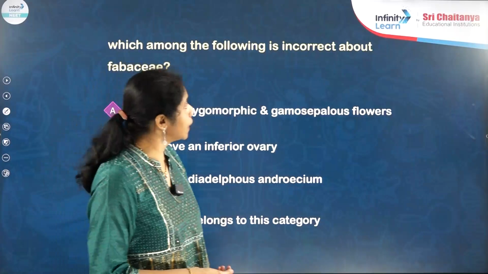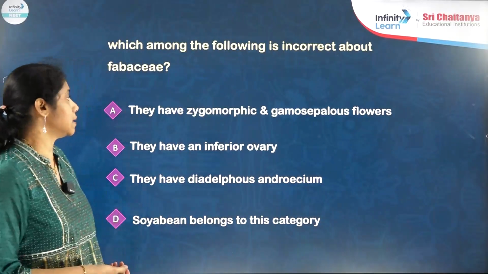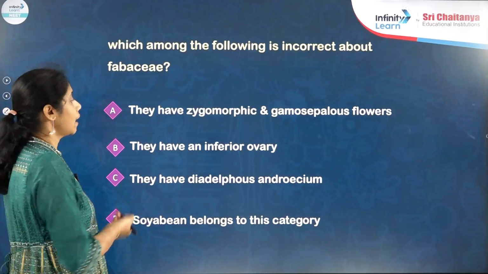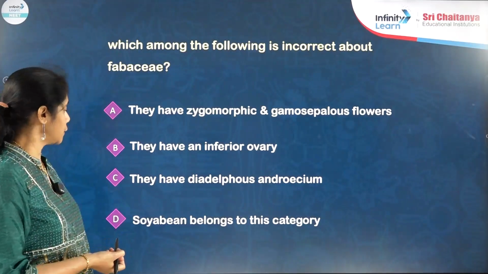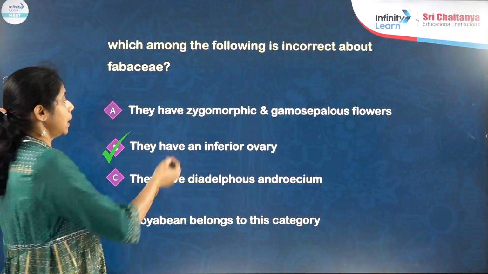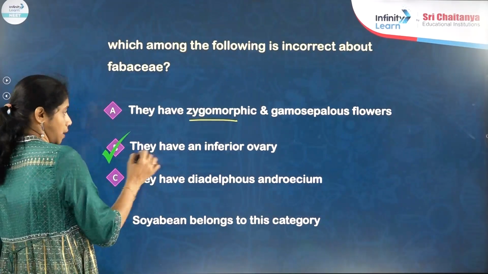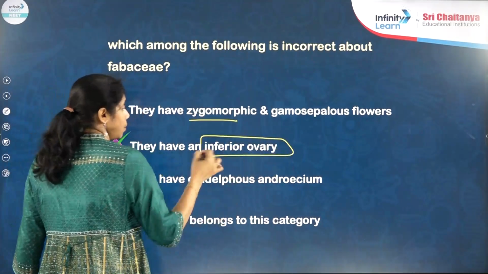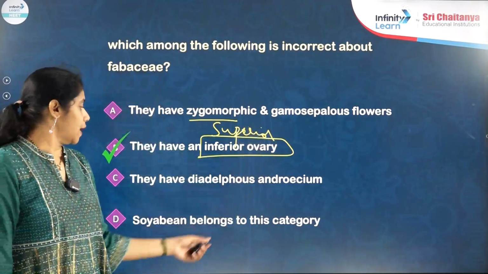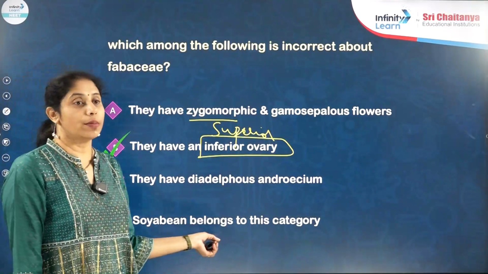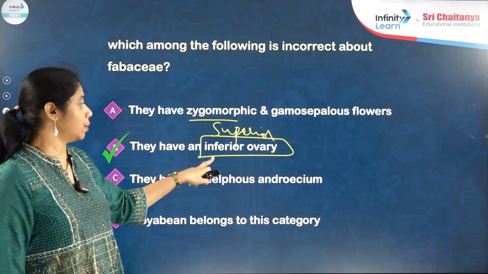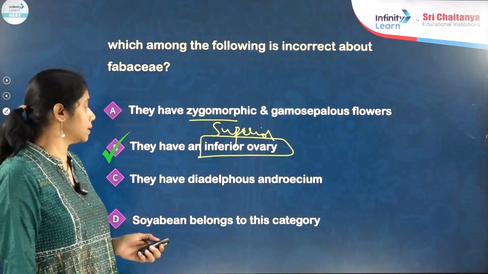Which among the following is incorrect about Fabaceae? They have zygomorphic and gamosepalous flowers. They have an inferior ovary. They have diadelphous androecium. Soya bean belongs to this category. You know that they have zygomorphic flowers, but inferior ovary is wrong because they have a superior ovary. Diadelphous androecium, stamens, is correct only. Soya bean belongs to this category, that is also correct. So the mistake here is the inferior ovary.